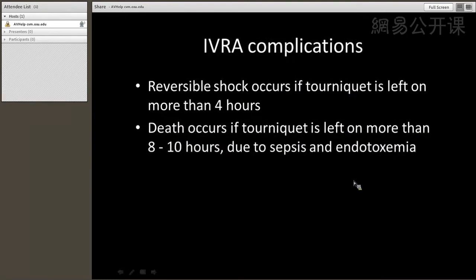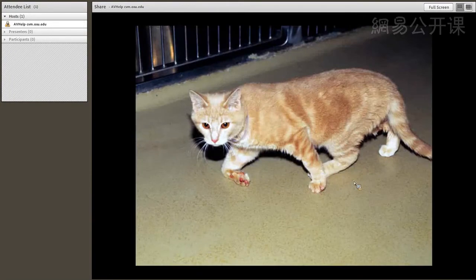If you leave your tourniquet on for too long, you can get reversible shock if it's for 4 hours, but your patients can die if you leave it on for more than 8. And so there is a picture here. This cat actually had a tourniquet that was left on way too long and ended up having to have his paw amputated.